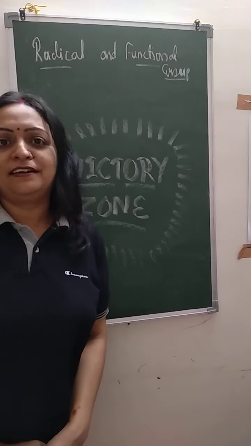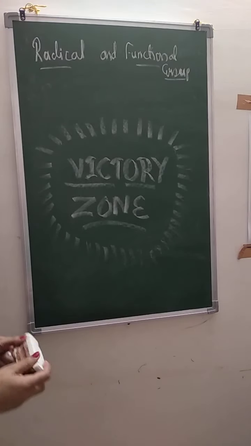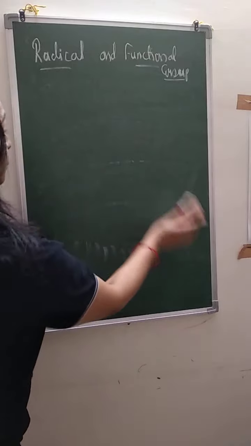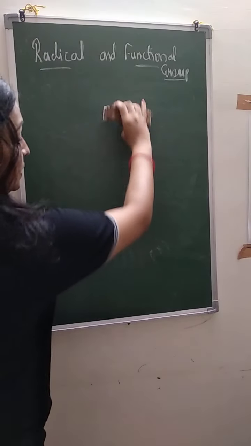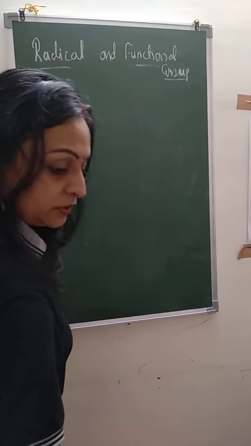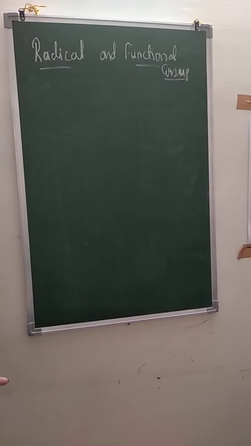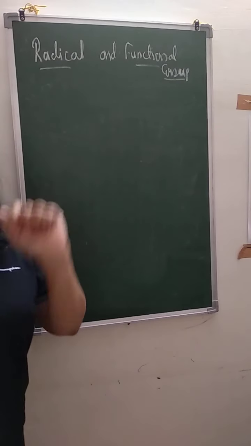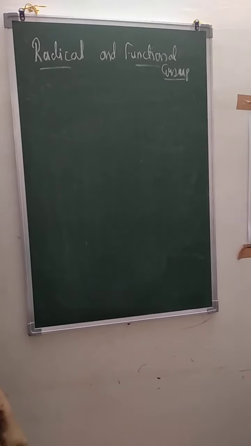Okay, now we'll start from the radical and the functional group. What is radical and what is functional group? These are the two basic parts of the organic compounds.